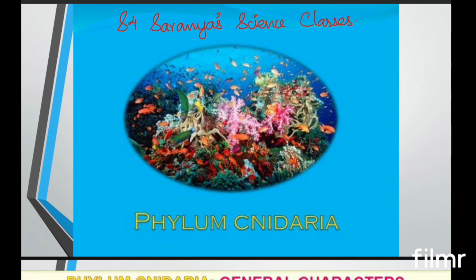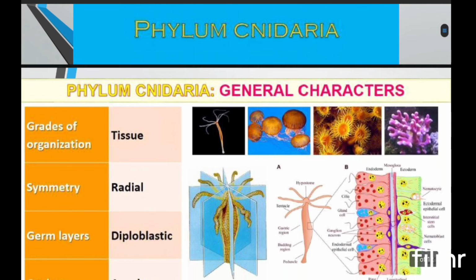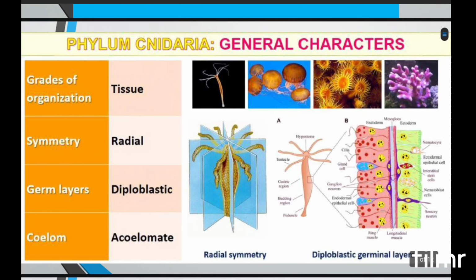Hi everyone, today we are going to learn about the phylum Cnidaria, the second phylum of the animal kingdom. We have already learned about Phylum Porifera, the pore-bearing animals. What do you mean by Phylum Cnidaria? They have a special cell called a Cnidoblast. That's why they have the name Cnidaria, the second phylum of the animal kingdom.